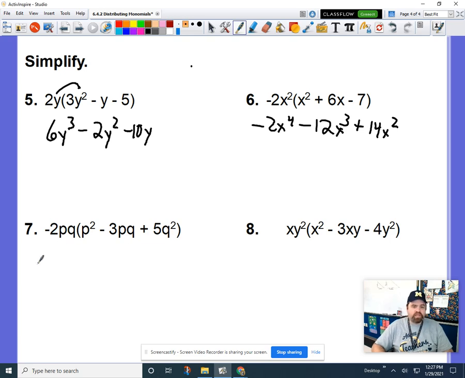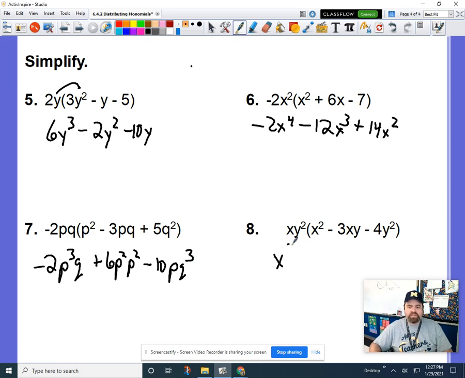This one could be tricky. Negative 2p to the third, no change to the q, plus 6p squared q squared, plus, whoops, not plus, minus, back up, minus 10p q to the third. And then the last one here, x to the third y squared minus 3x squared y to the third minus 4xy to the 4th.